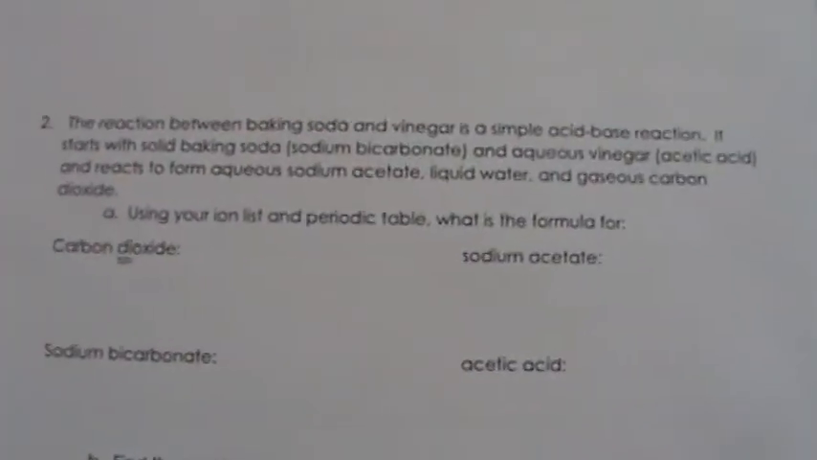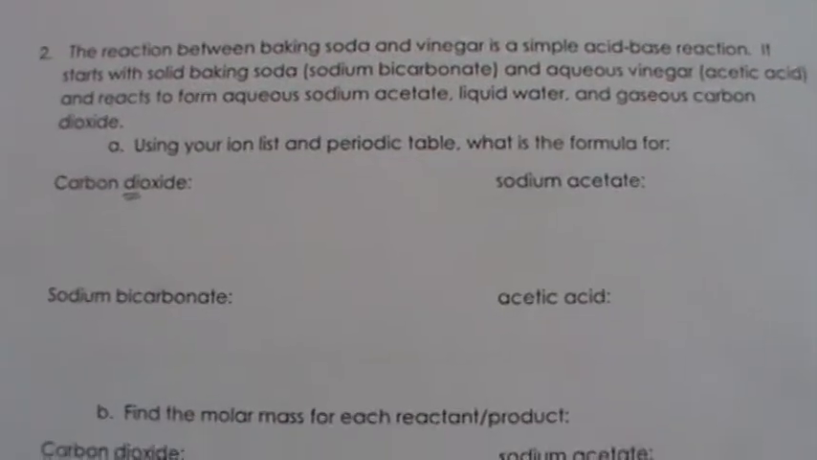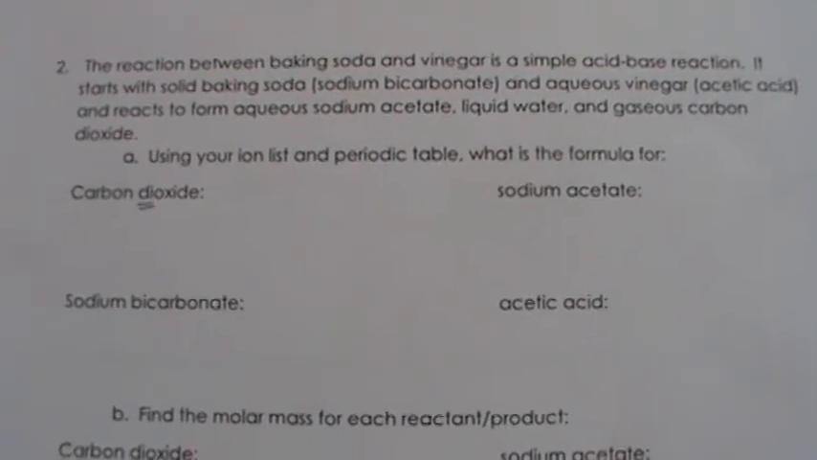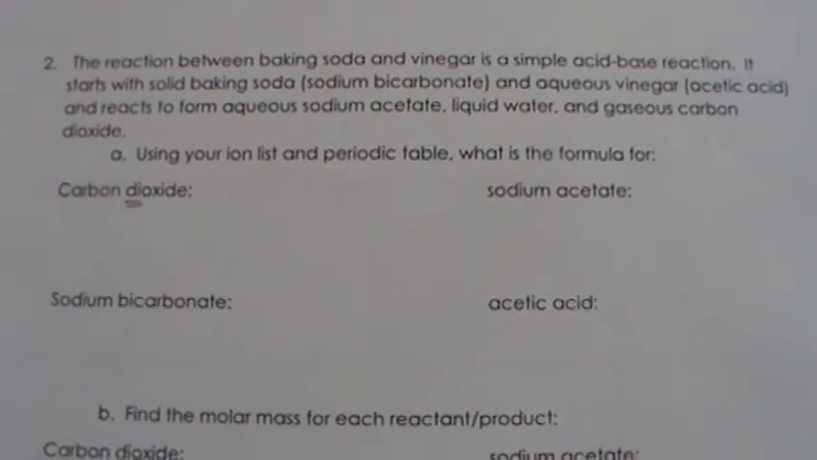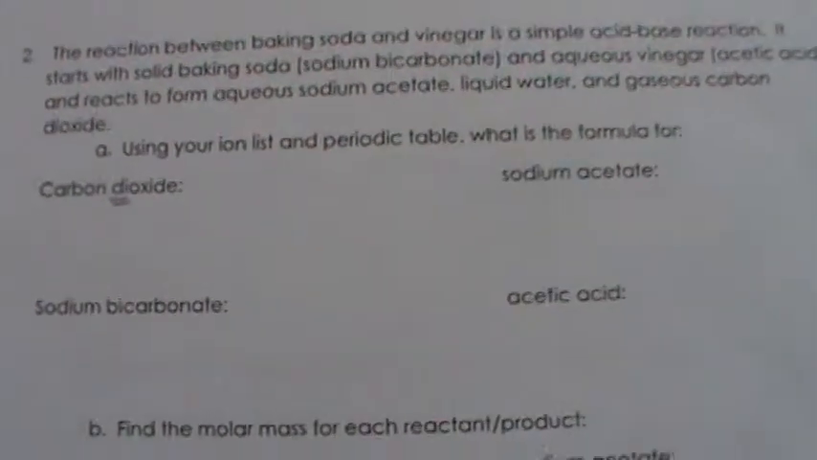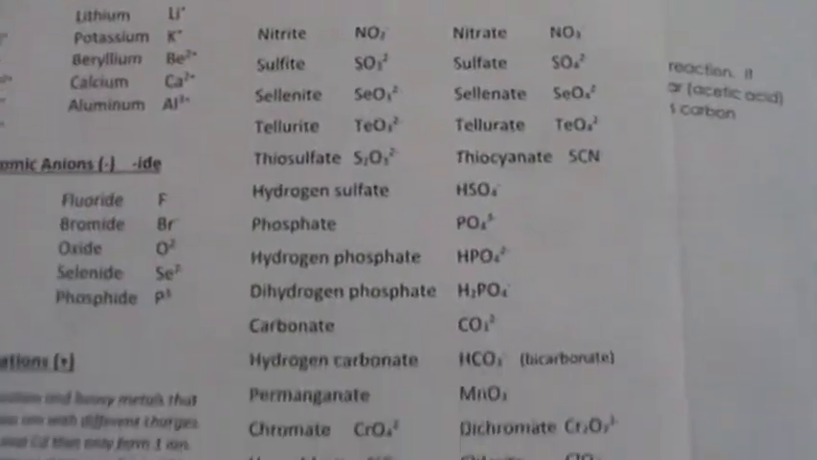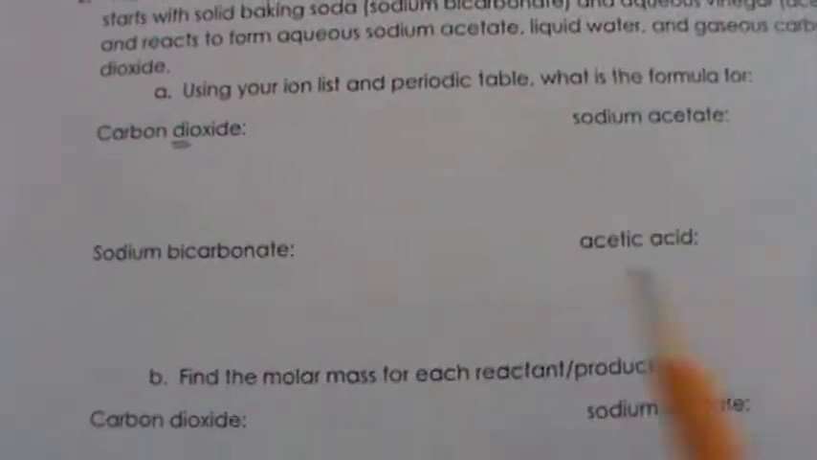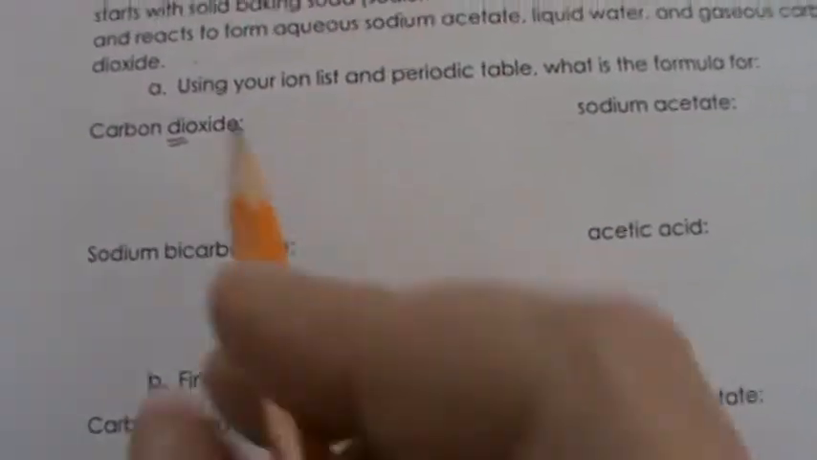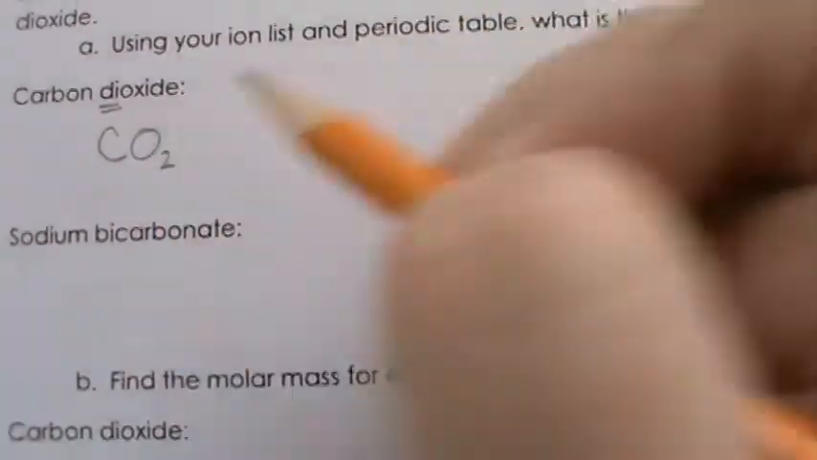All right, then our second part here is to use your ion list and your periodic table to find the formulas for these four things. I do not want you to look them up. Instead, I want you to use your ion list here, as you were taught in chapter 2, to determine them. And I'm actually going to help a little bit. By now, you all know what carbon dioxide is, CO2, okay?